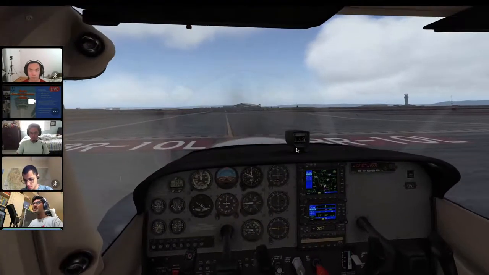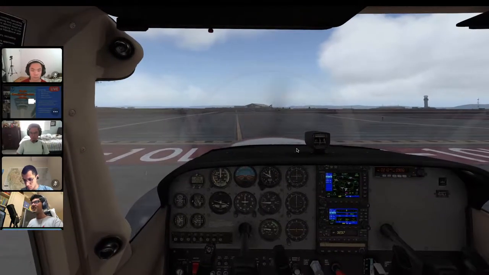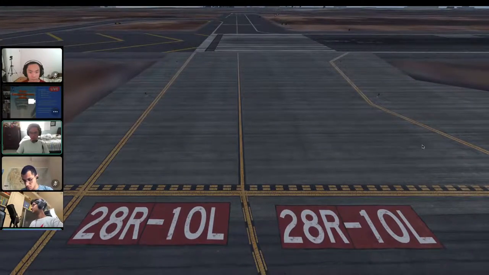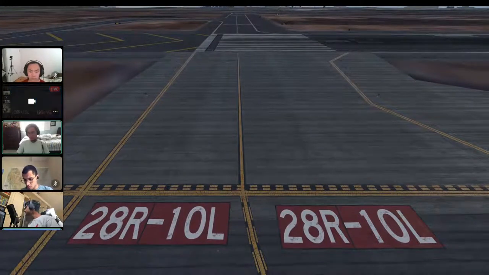The hold short lines. So Steven, fire away. There it is. The hold short lines. You see that two are dashed and two are solid. He's on the solid side, so he's not allowed to cross to the other side without clearance. And he is going to request for clearance in a moment from tower. So go ahead and do that.